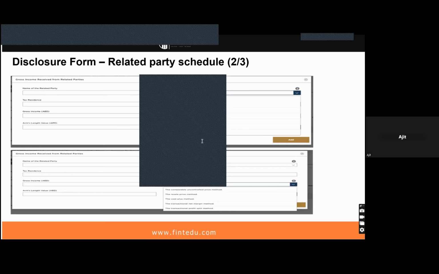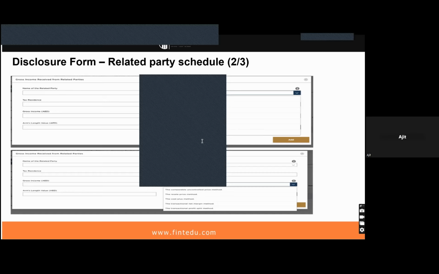So I should go with the CUP method. Okay, so I'm talking about transaction type. Transaction type would be your IP, or any other transaction type. And when it comes to the method, it would be your comparable uncontrolled price method. If you have valued your IP accordingly, you will select the CUP method.